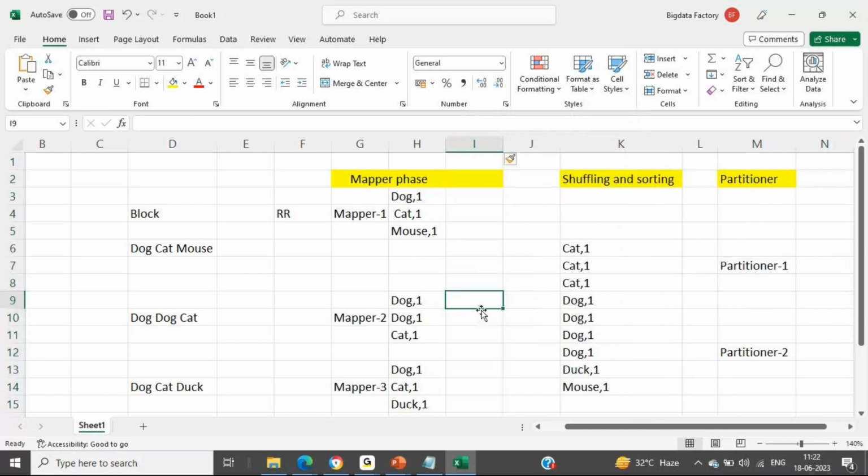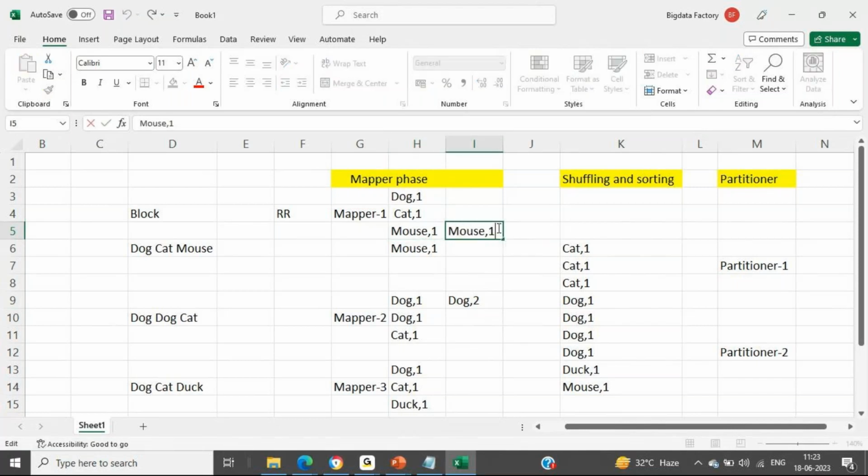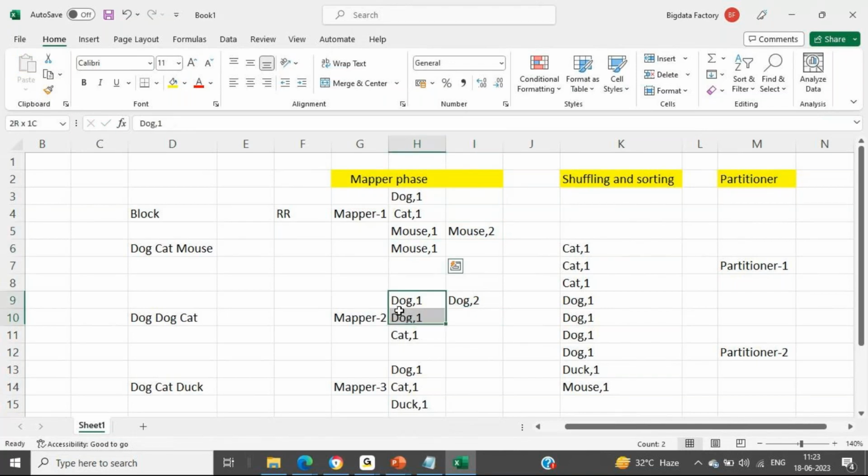So dog 2 will be moved in the same fashion. We are not having the repeated one. This mouse one is also repeated, so mouse two will be moved in that case. Try to think in this way. Previously, we were moving two records, and at this moment, we are moving a single record only, a key and value pair. We were moving two records, now we are moving one record only.